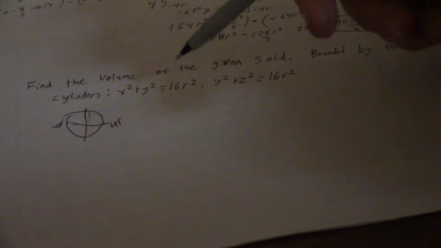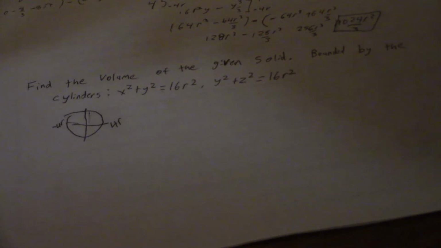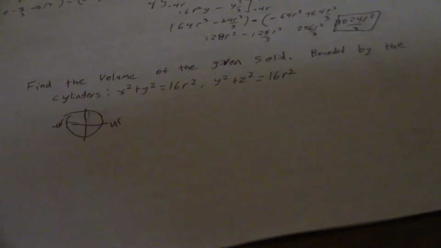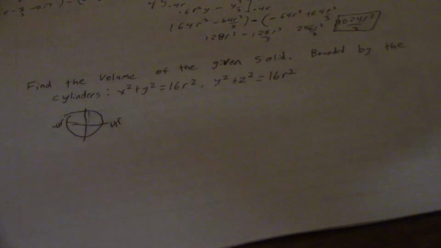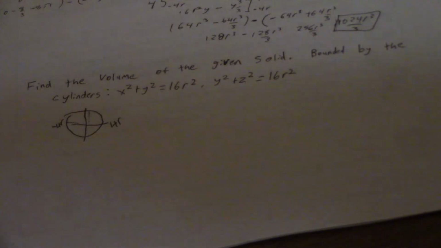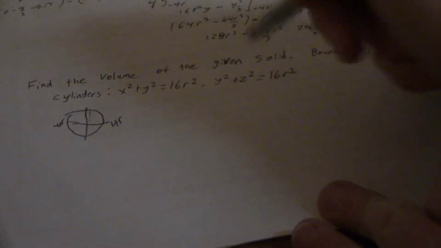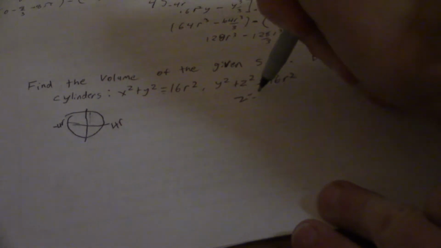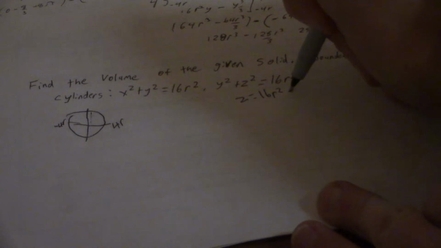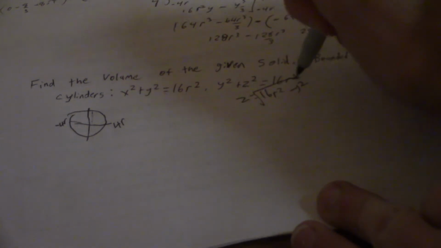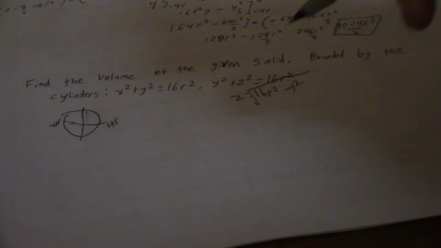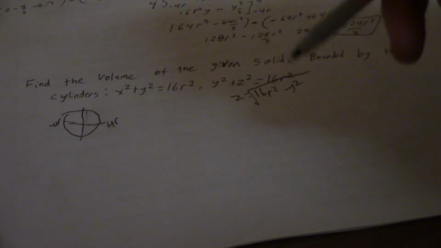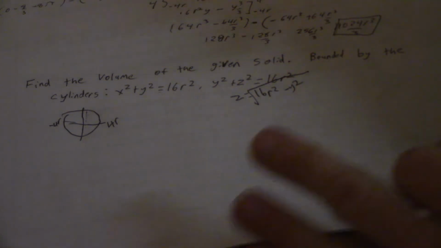So, but it's a volume problem. So what's the z value? Well, the z value can be found through this cylinder. So it's actually going on infinitely, I think, the two cylinders. But if you solve for z, you get z equals the square root of 16r squared minus y squared, and that's what you're going to integrate.